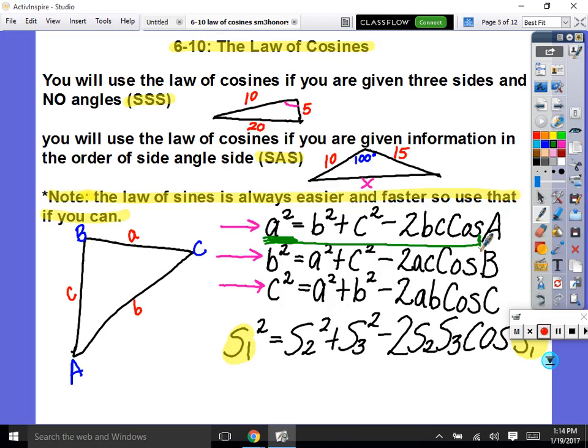Everybody good? So look, if we're trying to find side B, the outskirts of town will have a cosine of angle B. Yeah, you see how they're corresponding. So side C and cosine of angle C. So this formula works like this.